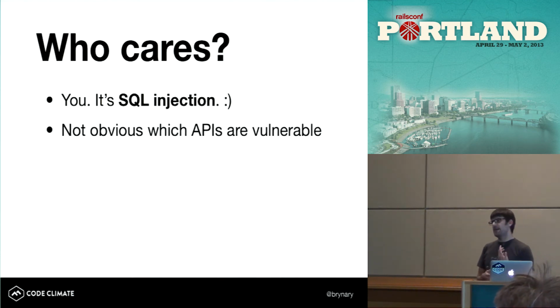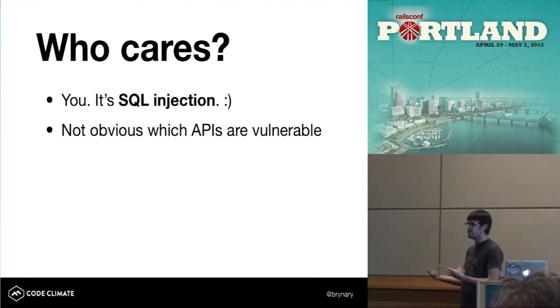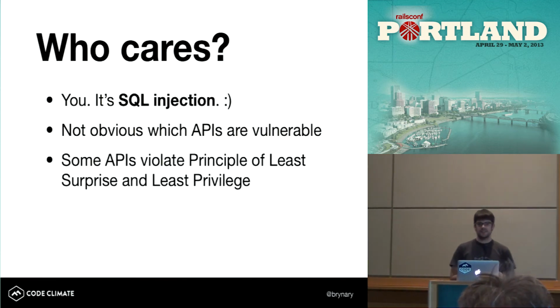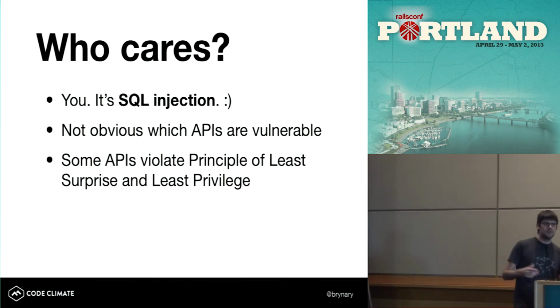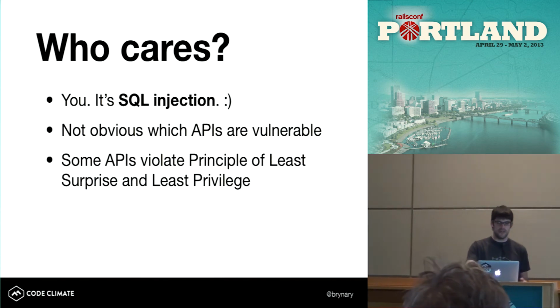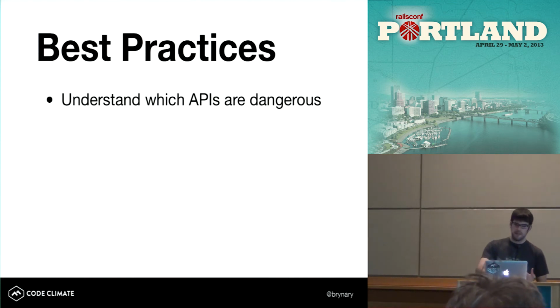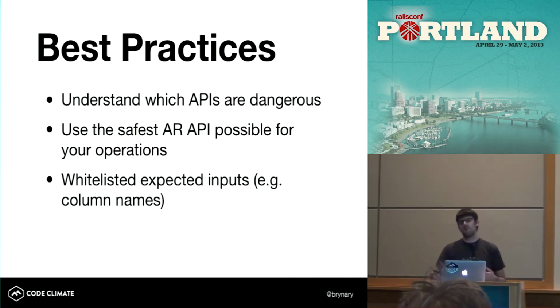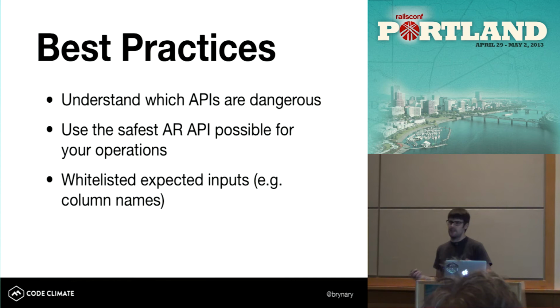So obviously, you care about this because it's SQL injection, and people understand that that's a problem. But we care about this also because it's not obvious which APIs are vulnerable, right? Like I said, that pluck argument is called column name. So it seems safer than it is. And some APIs violate the principle of least privilege or the principle of least surprise. Right? You might be surprised by the behavior, and it might allow you to do more than it should. So you have to understand which Active Record APIs you're using and how they might be dangerous. Use the safest AR API, usually the highest level AR API possible for the operation you're performing. And then you can whitelist expected inputs, right? So if you're expecting either subtotal or total as the column name, then whitelist that.